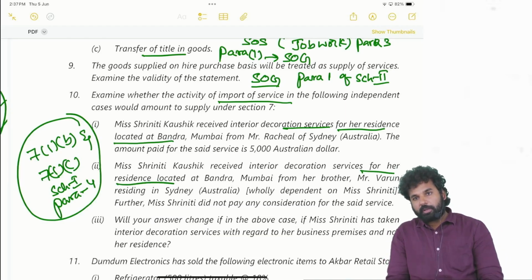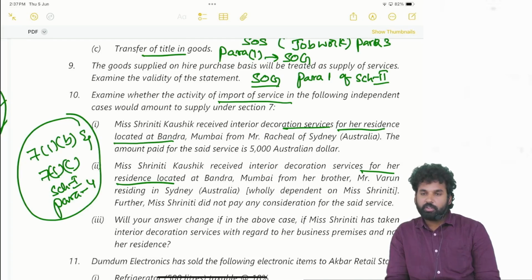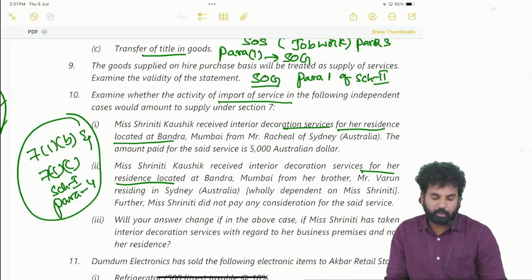Wholly dependent. Supply or not? Supply, isn't it? Why? It is a supply. Importation of services without consideration from a related person. It is a supply as per Para 4. I think business is missing here. See, for her residence, for the purpose of business or not, business is missing. Then it is not a supply. Business shall be there: in the course or furtherance of business, by a related person, from a related person. Okay, right.